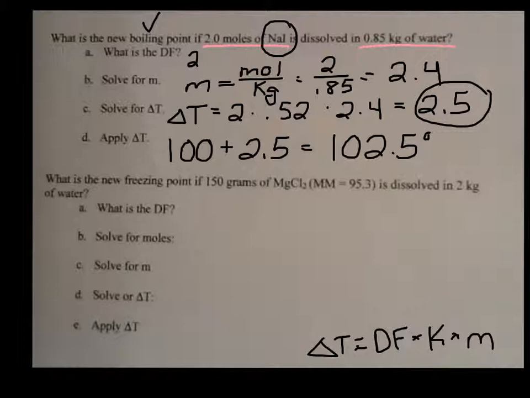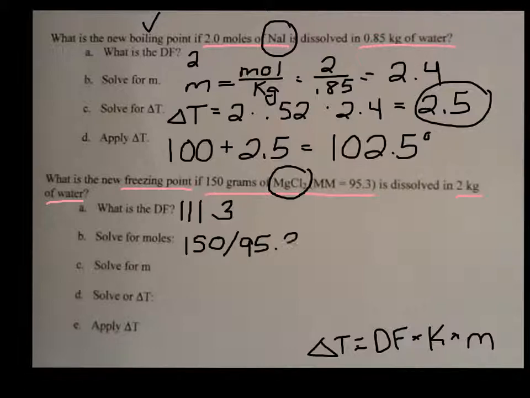Okay, let's try another one. What's the new freezing point if 150 grams of magnesium chloride is dissolved in 2 kilograms of water? Question 1. What's the DF? Look at MgCl2. It's made up of Mg, Cl, and Cl, so it has a dispersion factor of 3. Part 2. Let's change our 150 grams into moles. Grams to moles, we divide by the molar mass, which is 95.3. 150 divided by 95.3 is 1.6.